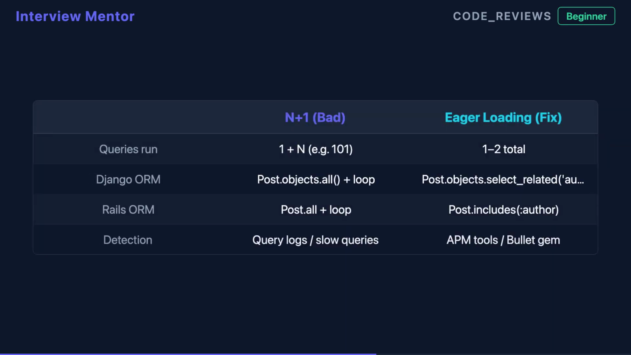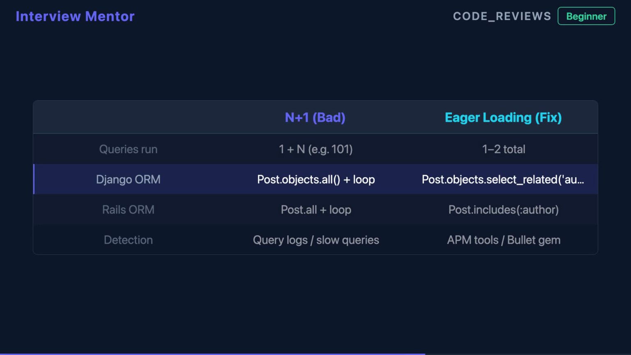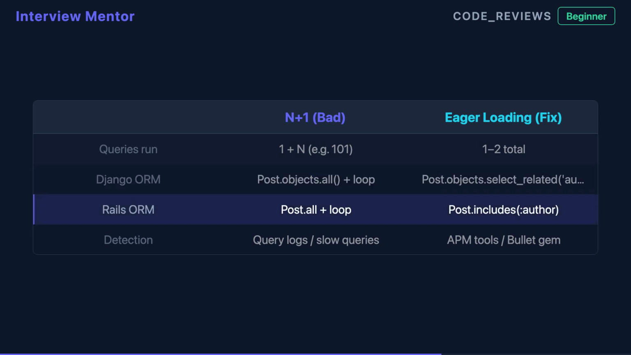The fix is eager loading. Fetch all related data up front in a single query. In SQL, that's a join. In Django, use select_related. In Rails, use includes. This collapses 101 queries into two.